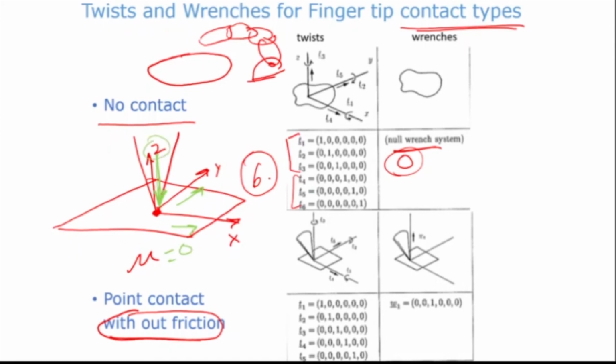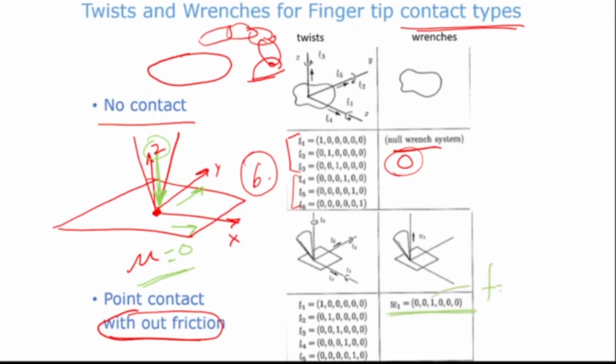Please note the normal force is in the z direction, but there is no force in the other directions. What about moment? You cannot apply a moment either, because it's a point contact and there is no friction, so mu is equal to 0 and it won't support a moment. In that case, what are the twists and wrenches possible? Let's look at the wrenches first. In that case, we can apply a wrench.